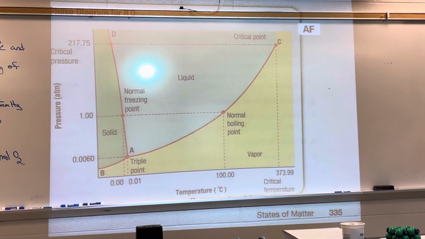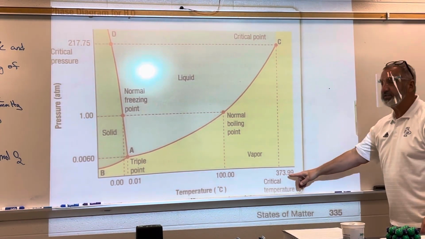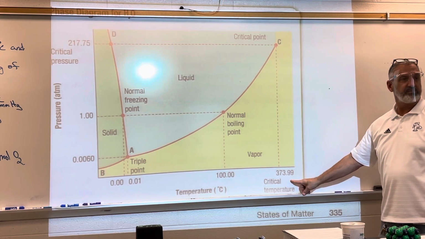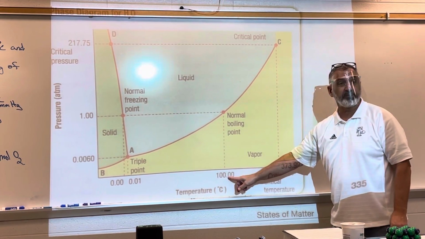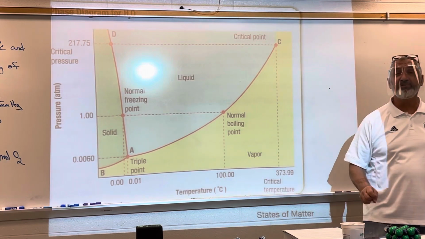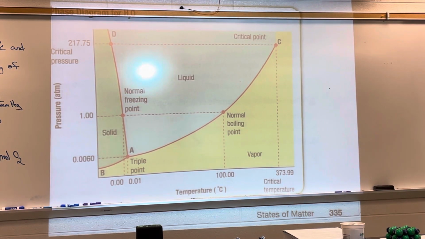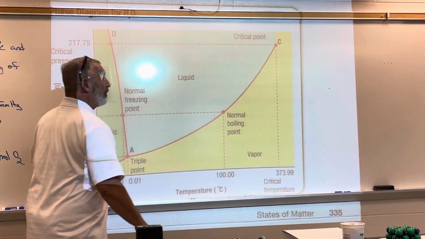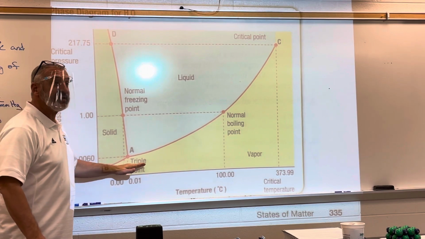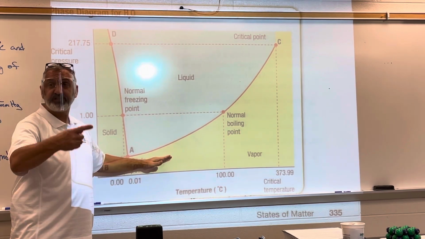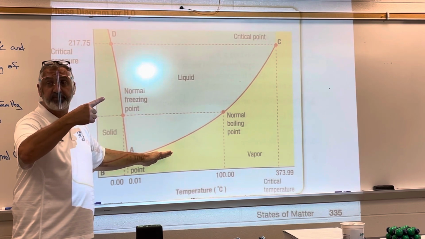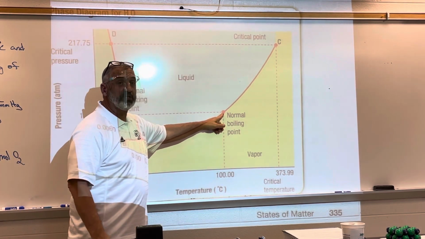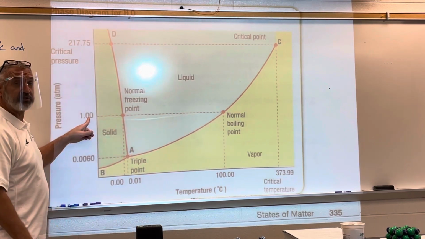So notice the temperature is 373.99 degrees Celsius. Water normally boils at 100. But remember, what's the definition of boiling? When the vapor pressure equals atmospheric pressure. So normal atmospheric pressure is here at 1. You heat up water, it begins evaporating faster and faster. You have a greater and greater vapor pressure until finally the vapor pressure of the water equals normal atmospheric pressure.